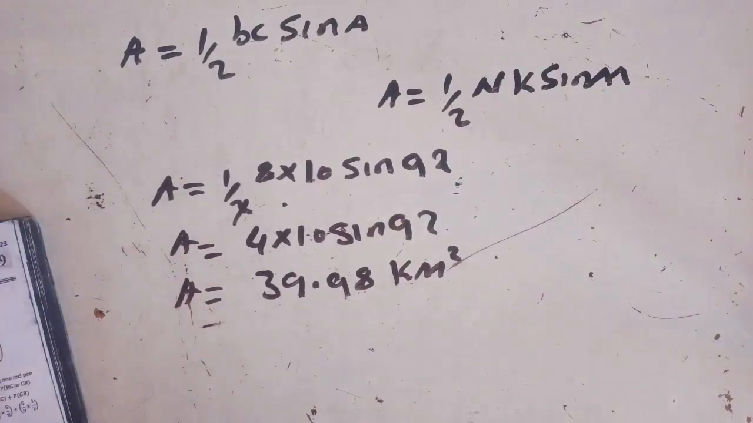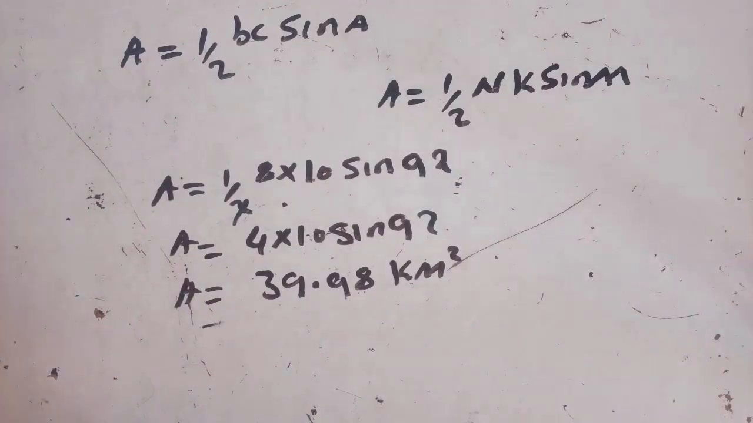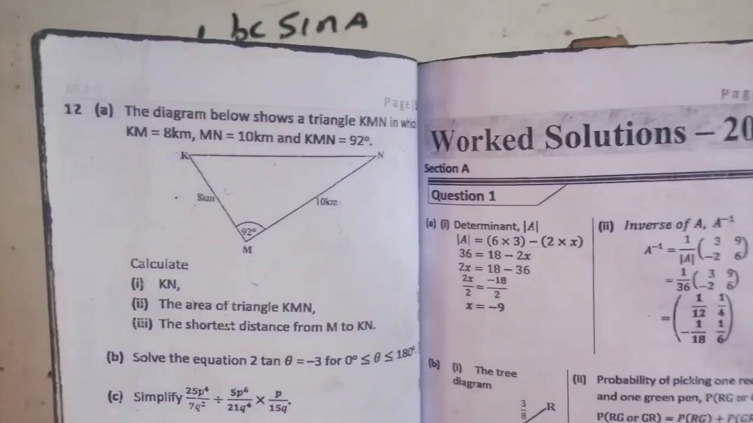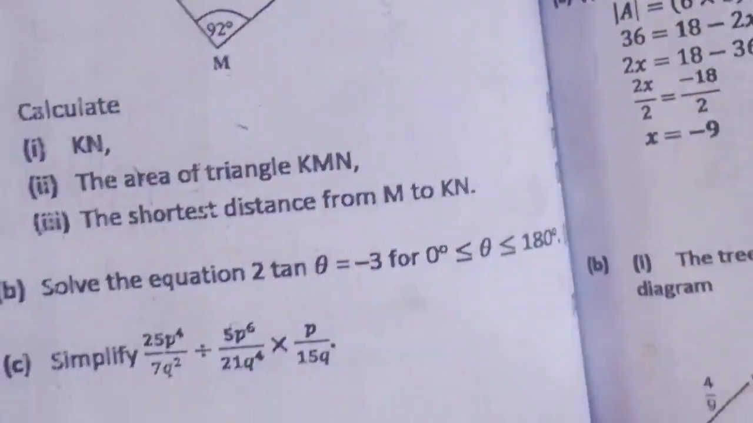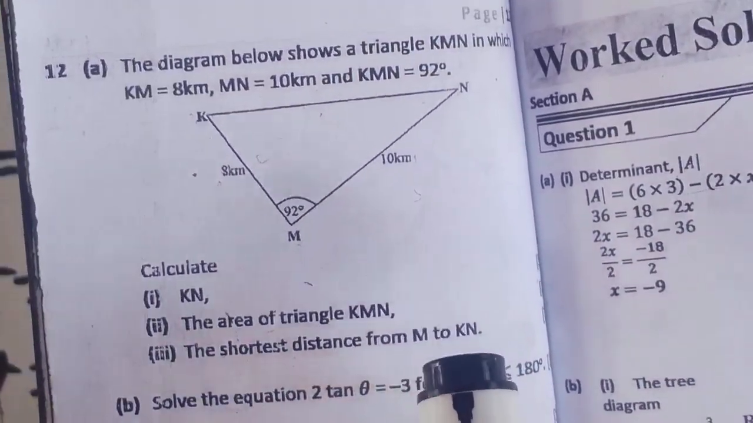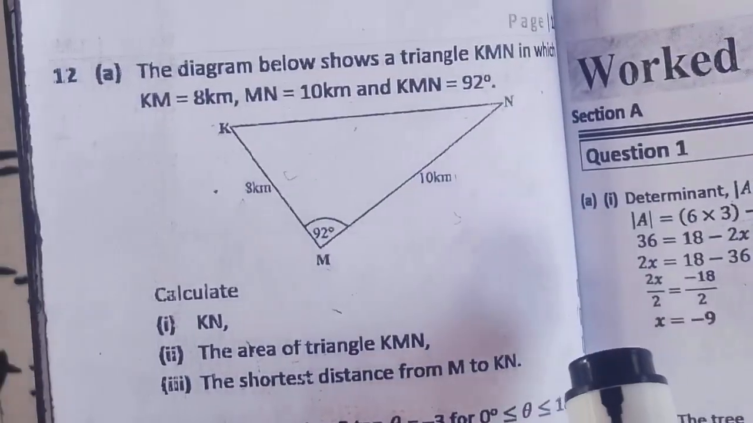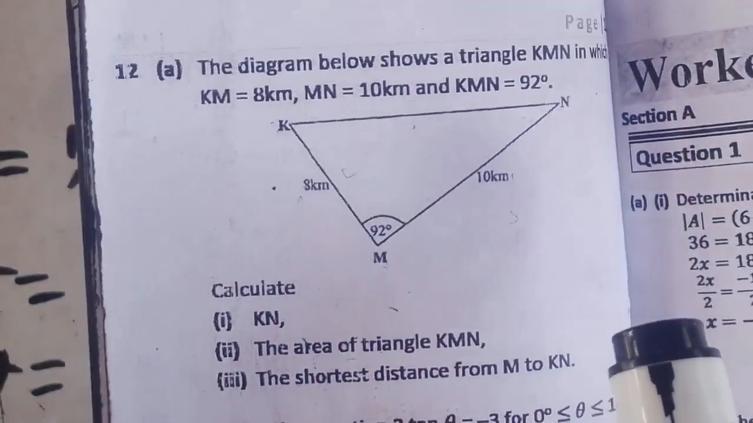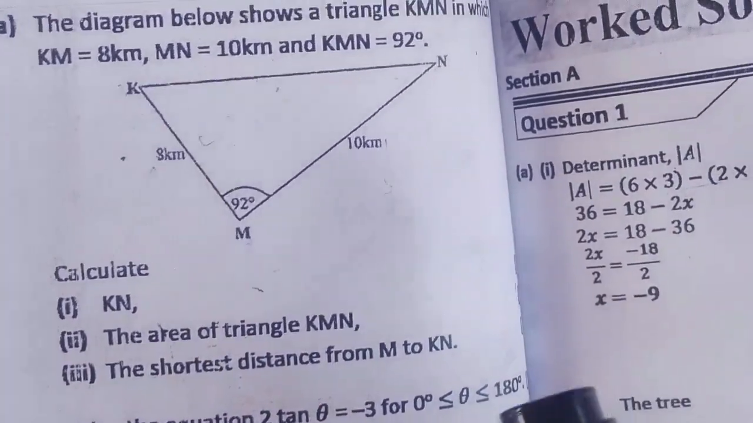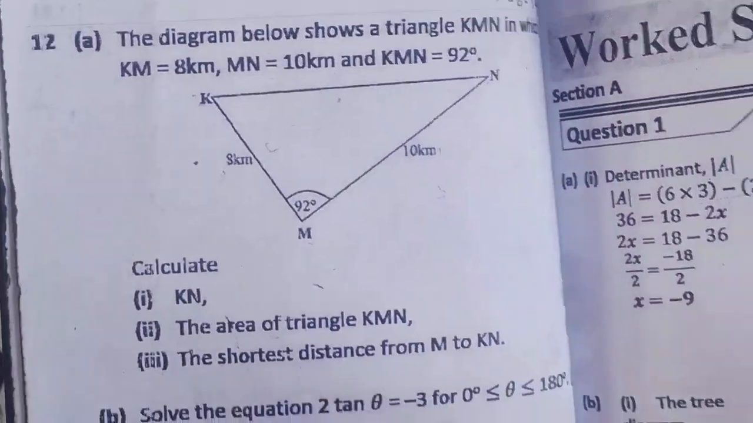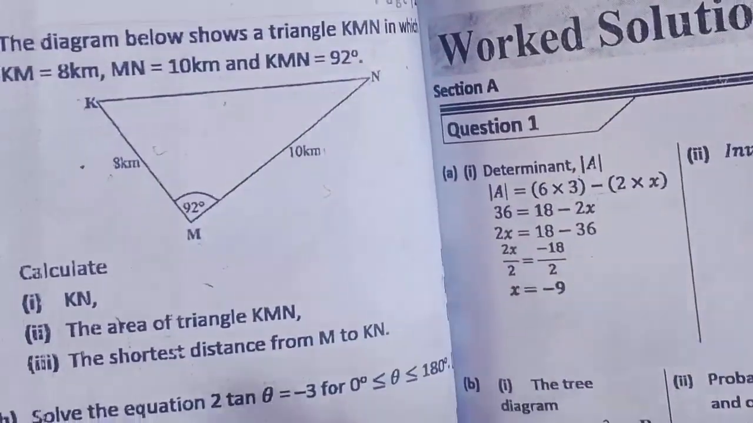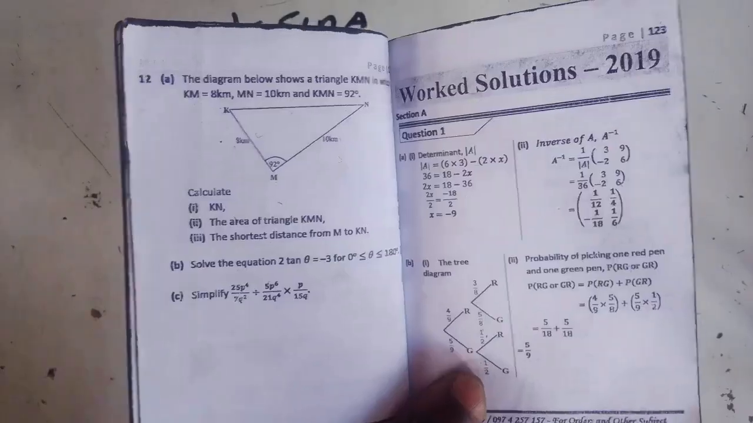kilometers. So let's now proceed to the last question, which is the shortest distance. Let's look at the question so that we can see where we are. Calculate the shortest distance. The shortest distance is given by the formula area is equals to 1 over 2bh. We use that formula to calculate the shortest distance. KN is going to be our base. Let me show you how we can do it.